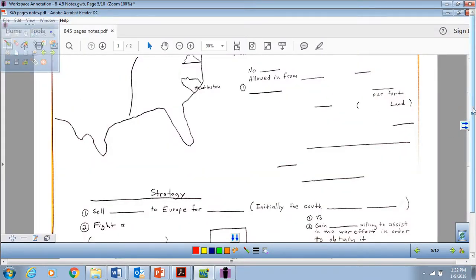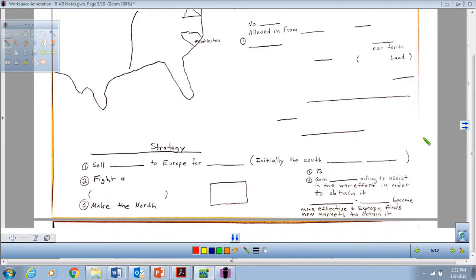Now to the Southern strategy. Which is quicker? The Southern strategy didn't have them.